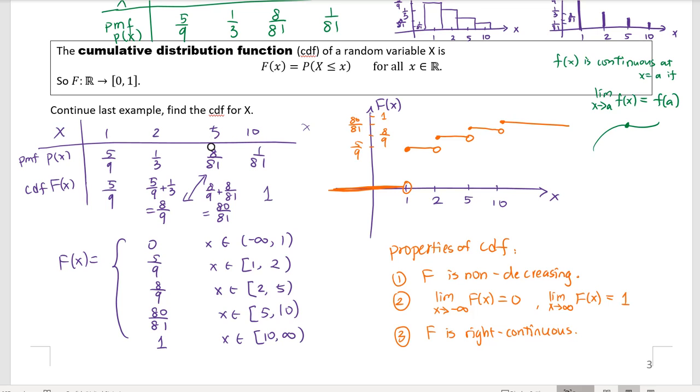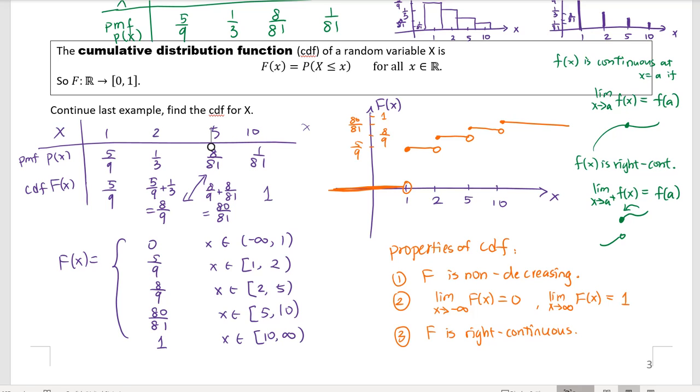And F is right continuous means the right side limit equals the function value. So you have something like this. This is right continuous. When you approach the point on the right side, it matches with the function value. So our CDF is actually right continuous.